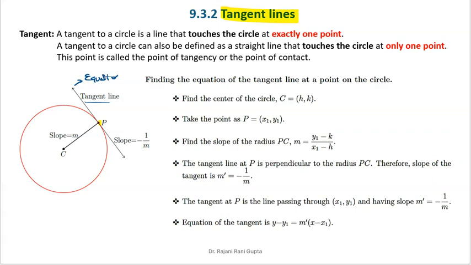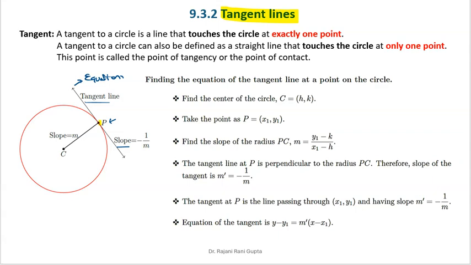We have studied in the previous videos how we find the equation of a line. We can find the equation of a line if we have either two points on the line, or the slope of the line and one point. Here, as it is a tangent line, we can find only one point. So what is required? We need the slope of this line.